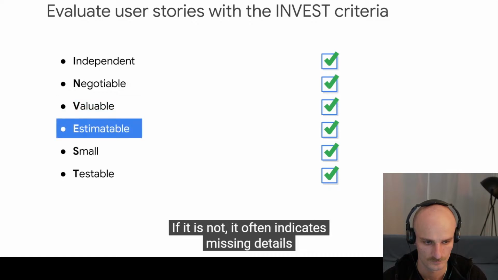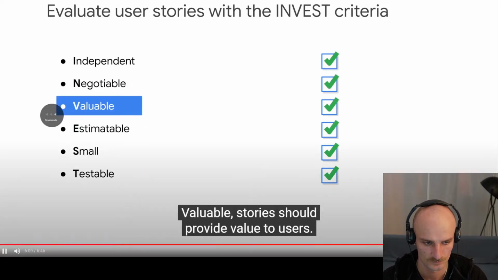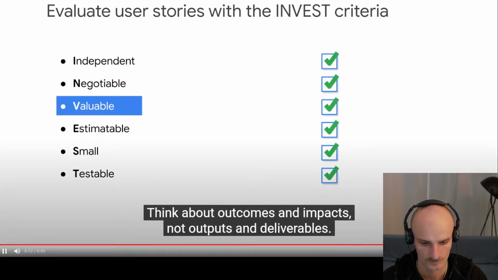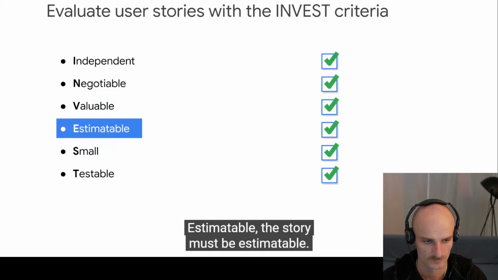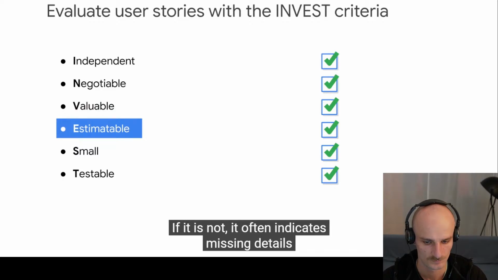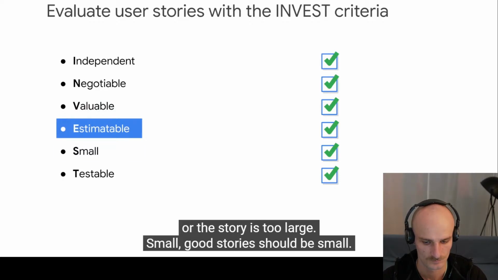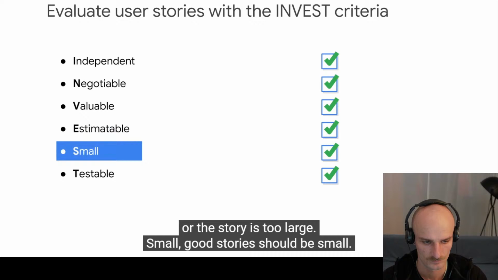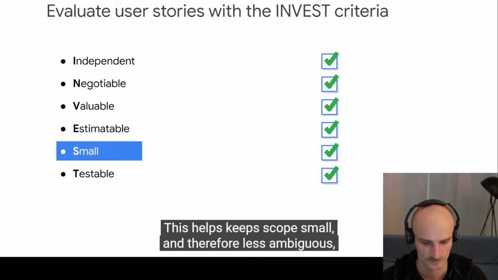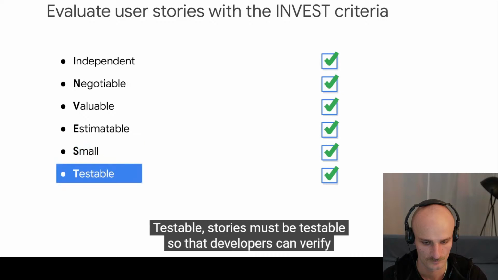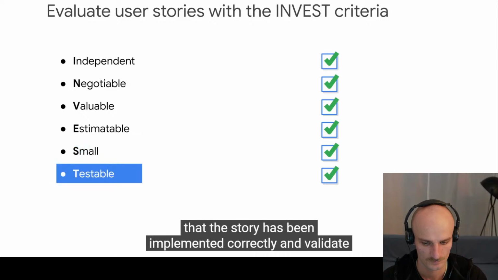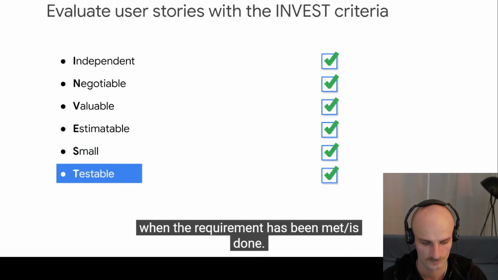If it is not, it often indicates missing details or the story is too large. Small. Good stories should be small. This helps keep scope small and therefore less ambiguous and supports fast feedback from users. Testable. Stories must be testable so that developers can verify that the story has been implemented correctly and validate when the requirement has been met/is done.